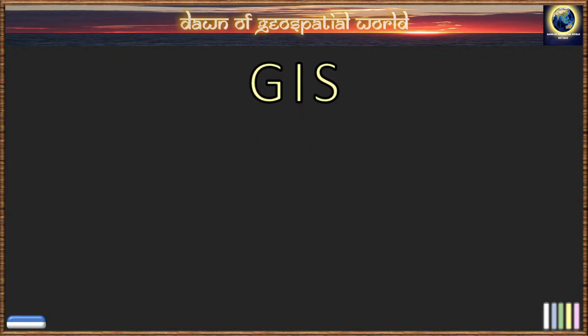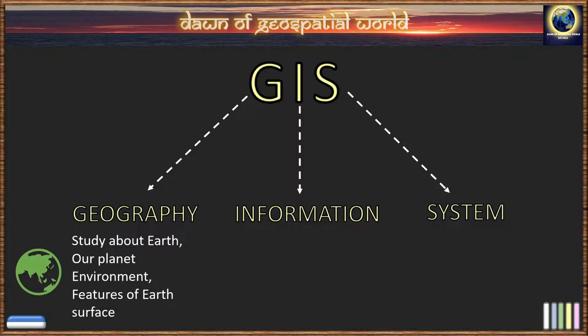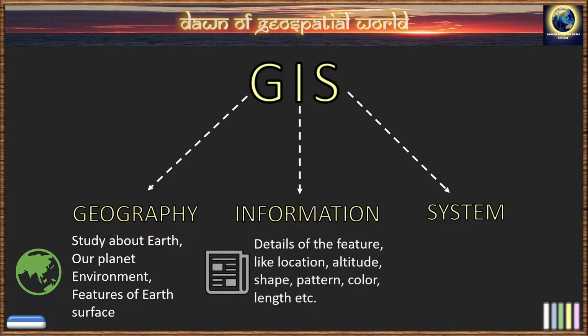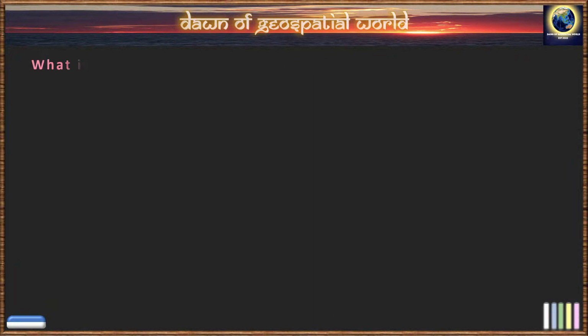GIS. The term stands for Geography, Information and System. Geography means the study of our planet Earth and its environment. Information means the various details of the feature, and system means the method and technology to capture, store, and analyze the information.